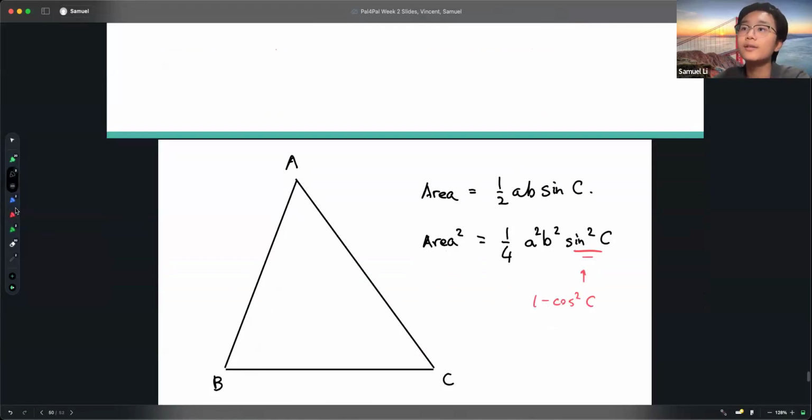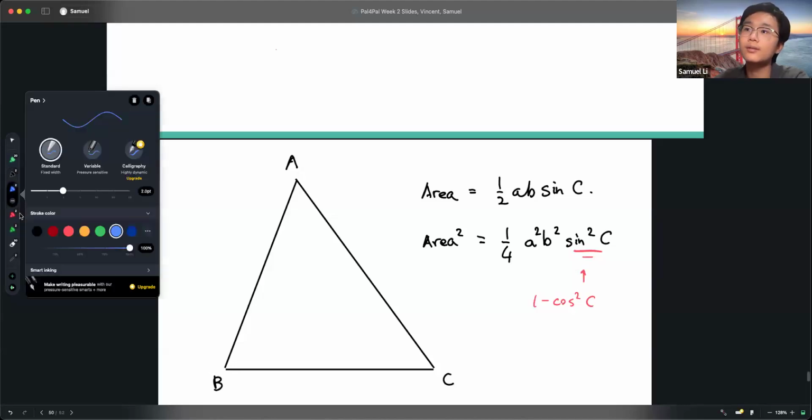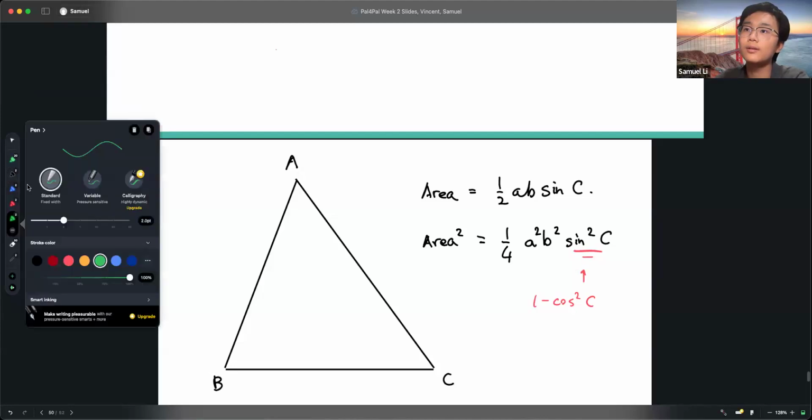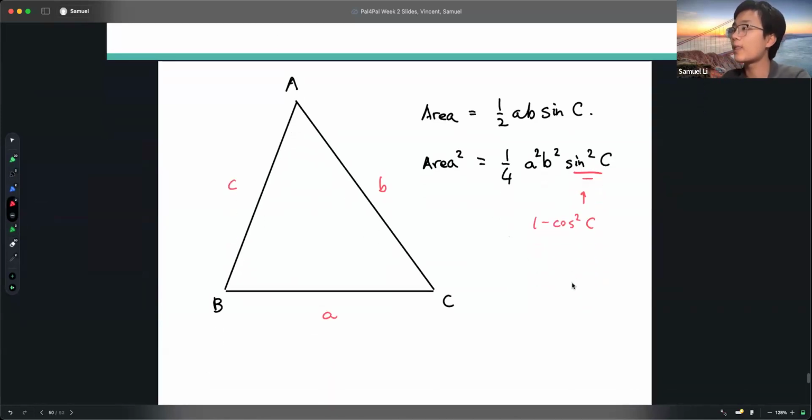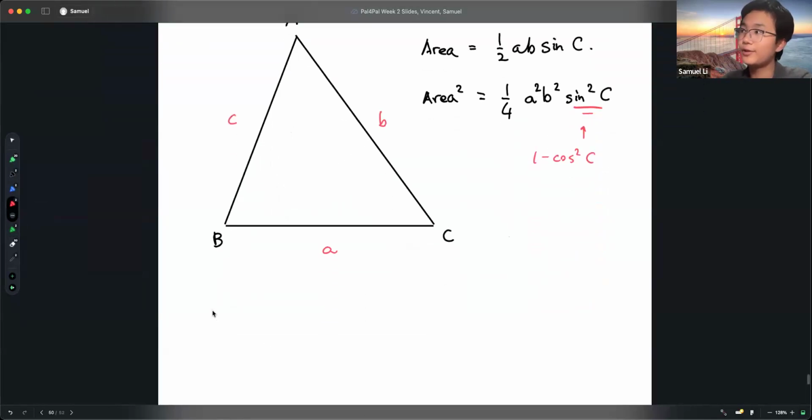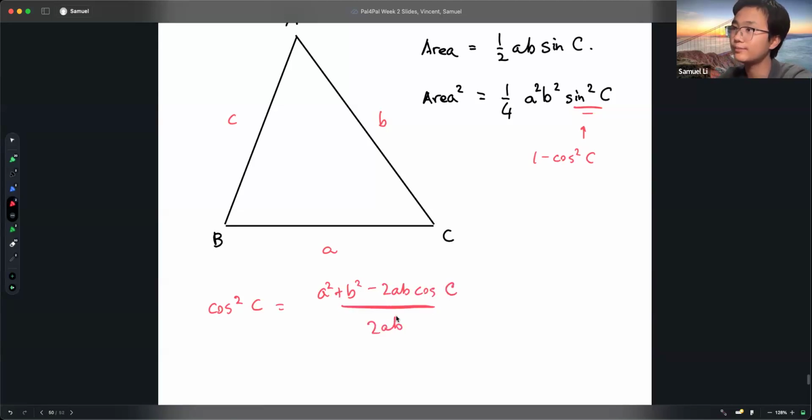Okay. So cosine c, by the law of cosines, we could compute using the law of cosines because in this case we only know the three side lengths. So without further ado, let's get into this. We have cosine c is equal to, by law of cosines, a squared plus b squared minus 2ab times cosine of c over 2ab.